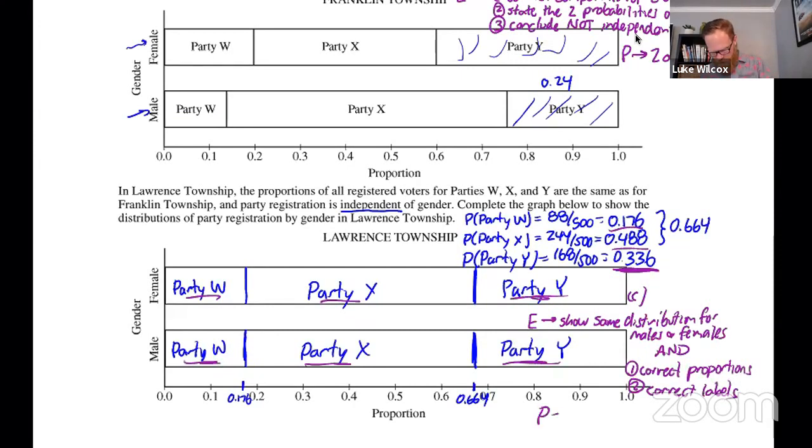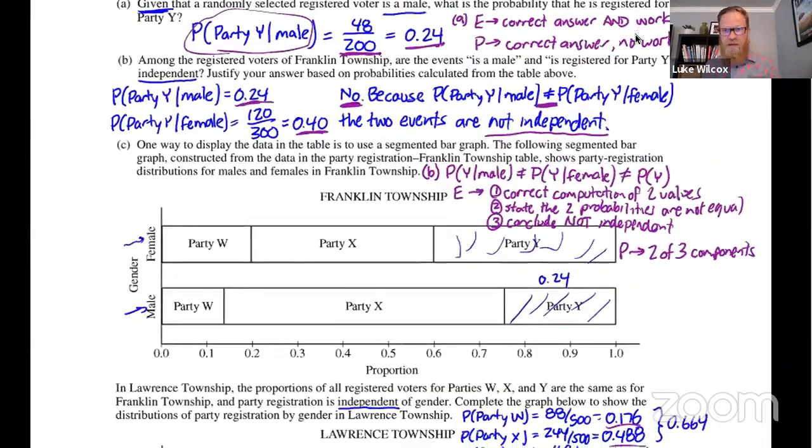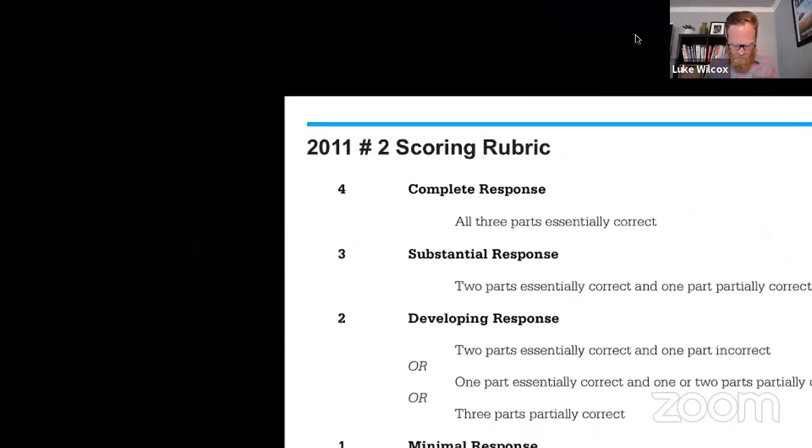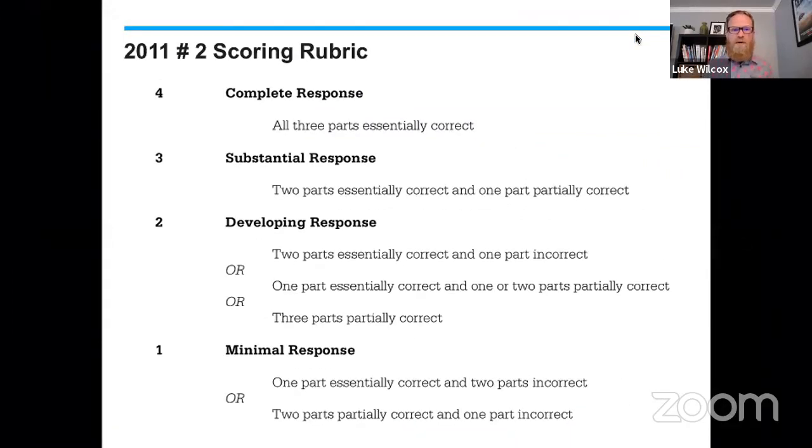Now, a partially correct would be if you showed that they are the same distribution for males and females, and then you just had one of the two components. So maybe you forgot the labels, and that would drop you down to a partially correct on that one. So you have three different parts that you graded, each one with an E, P, or an I. And here is the rubric for turning that into a score out of 4.